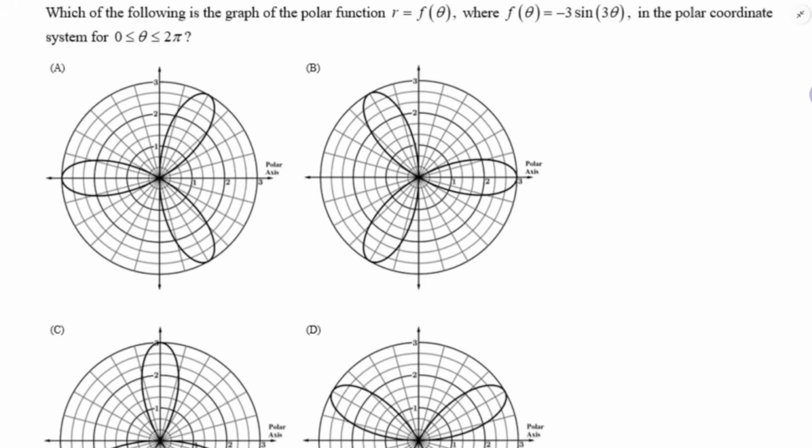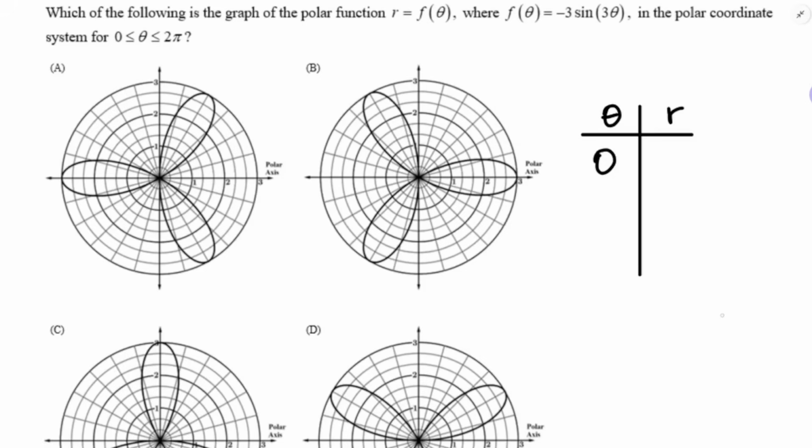We've got f of theta equals negative 3 sine of 3 theta. With these AP Pre-Cal polar graph questions, my strong recommendation is to plug in the major points, check, and eliminate. So theta and f of theta, or r. I'm going to plug in theta equals 0 and see what happens. We need to know that sine of 3 times 0 is sine of 0, which is 0.